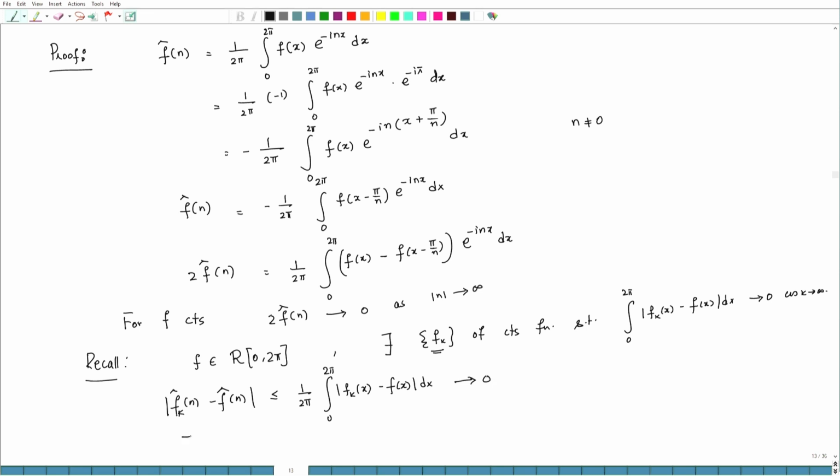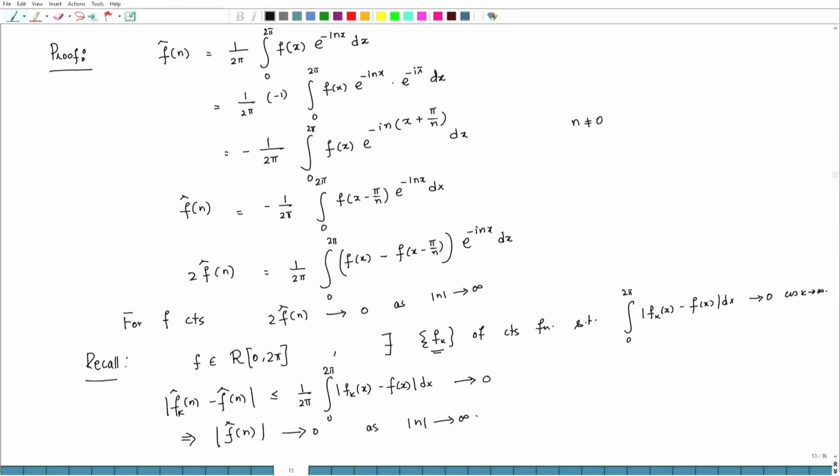This will imply, because f k hat of n all of them go to 0, that f hat of n also goes to 0 as mod n goes to infinity. Therefore, what we have got is the Riemann Lebesgue lemma for Riemann integrable functions with this approximation result. Okay, so good. So, now we have at least the necessary condition.